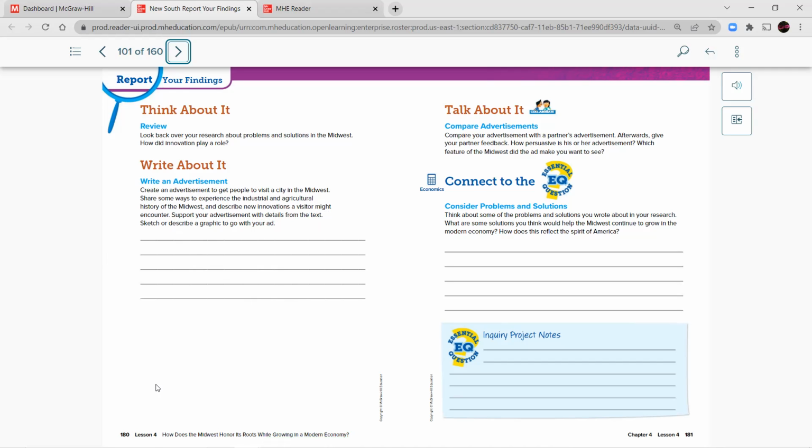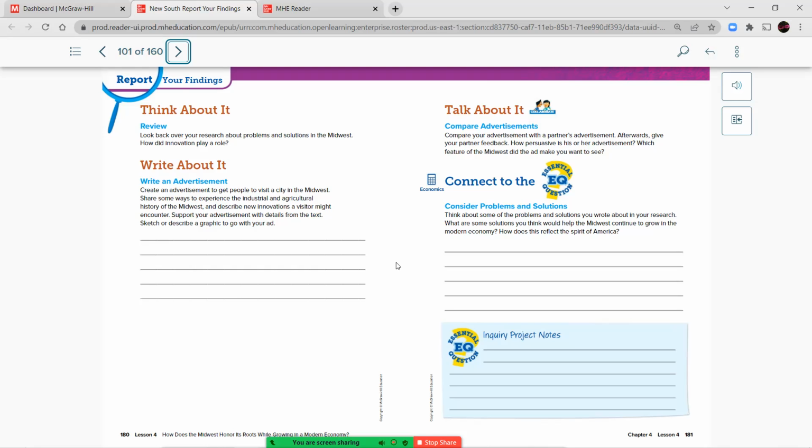Next, on the connect the essential question, where it says consider problems and solutions. Think about the problems and solutions you wrote about in your research, so on the previous page. What are some solutions you think would help the Midwest continue to grow in the modern economy? How does this reflect the spirit of America? So your answers should come from the text. So mention things like industry, agriculture, tourism, how they're trying to preserve some of the history of the land by maintaining some of these historical sites. All of those can go into your area for your essential question.